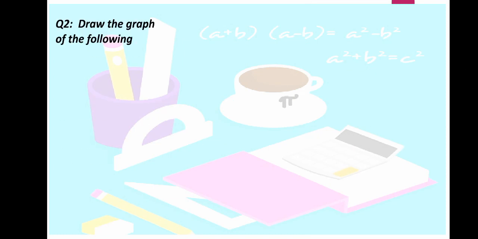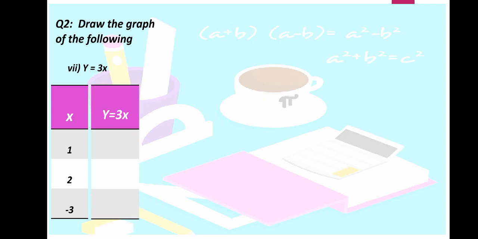Question number 2, part 8. The equation is y equals 3x. Now here y and x both variables are given to us. We have to find out the values. So for that, first of all, draw a column of x, that is 1, 2 and -3. Take random values. Then the y column, as the equation is y equal to 3x, so we have to replace the value of x in this equation.